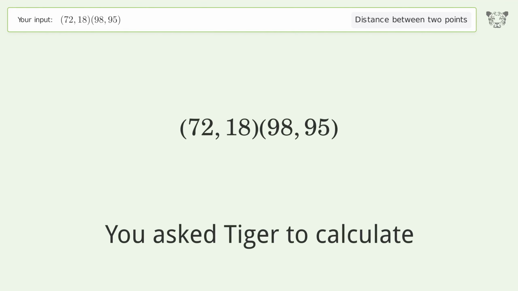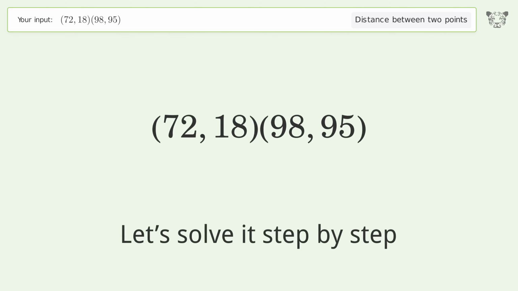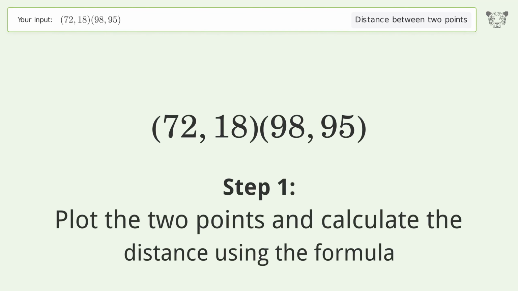You ask Tiger to calculate. This deals with the distance between 2 points. The distance between the 2 points is the square root of 6,605, or 81.271. Let's solve it step by step. Plot the 2 points and calculate the distance using the formula.